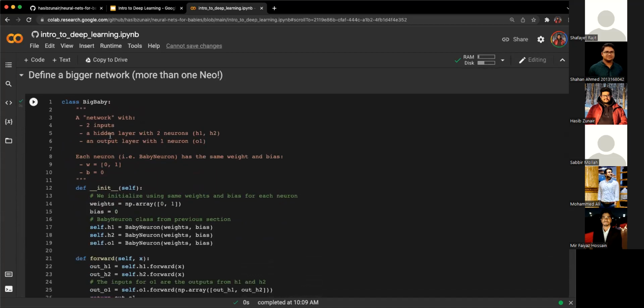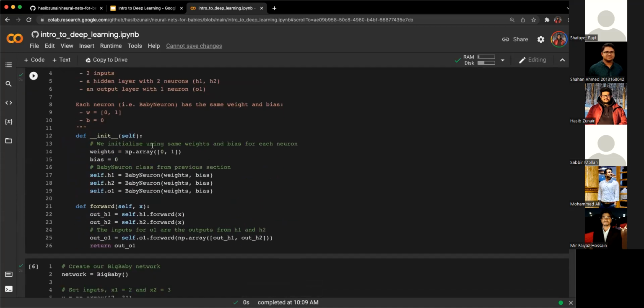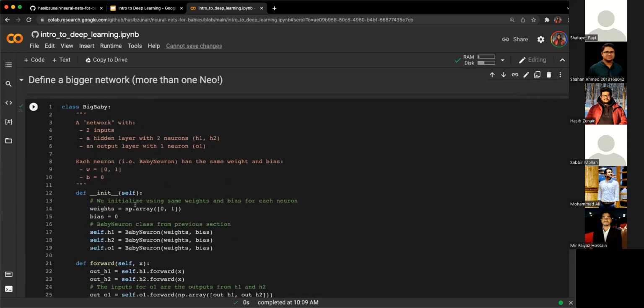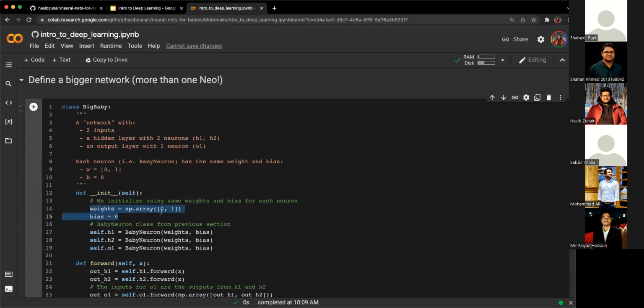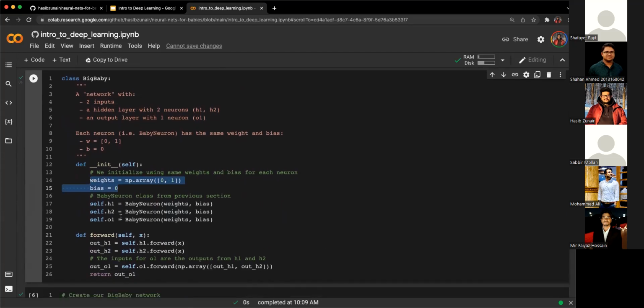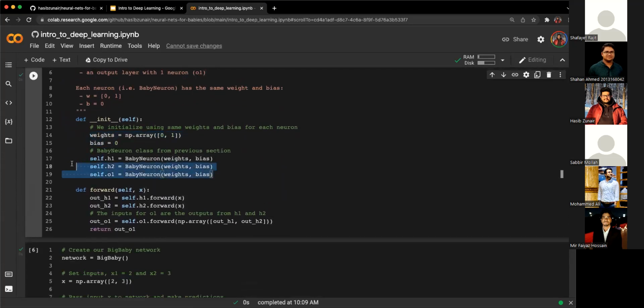Let's say we have a bigger network. So we are actually going to use this one for the example, which is we have 3 neurons, right? For each of those neurons, we're setting the weights and biases to this value. It's always going to be the same. And we initialize the neurons over here.